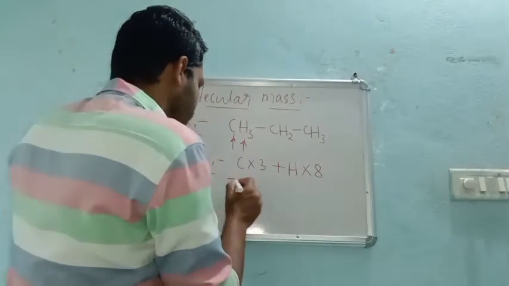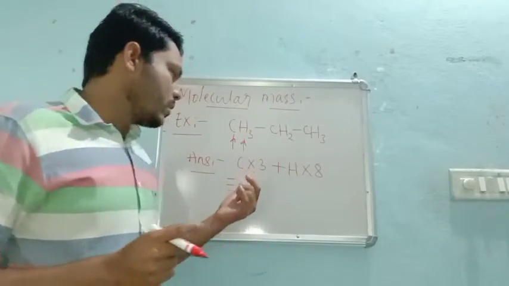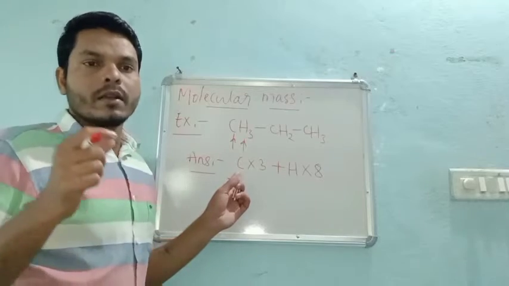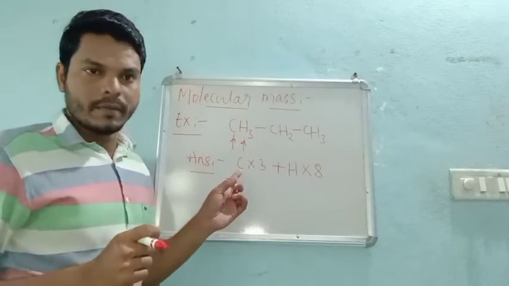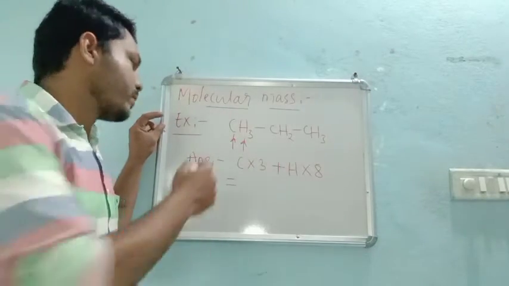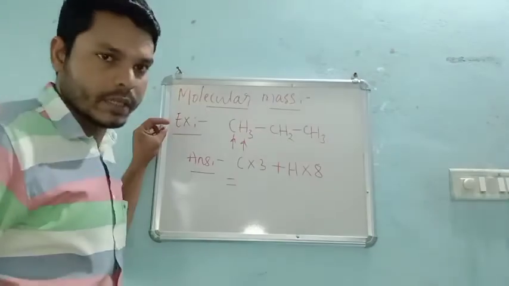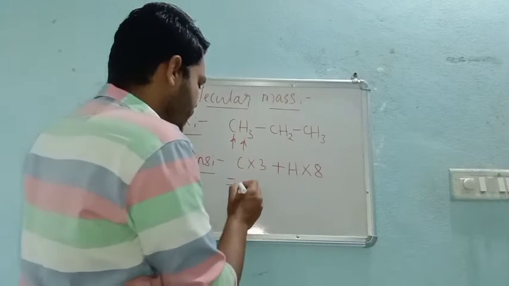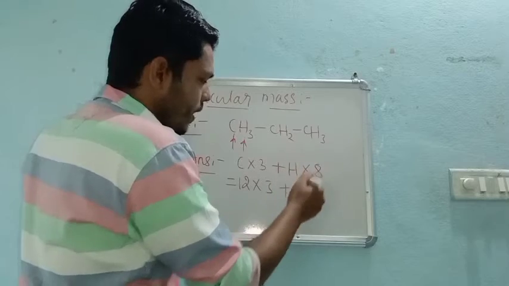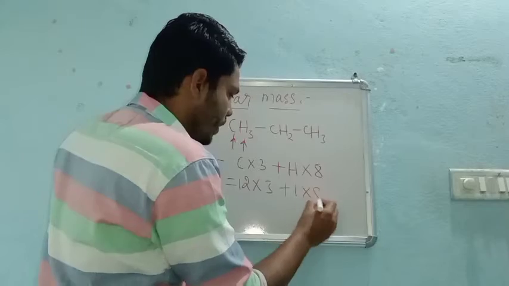Now in the next step, already I have requested you to remember the atomic masses of at least up to calcium, right? If you did it, then it will be very good for you. Then you can very easily calculate the molecular mass of these types of compounds. So the mass of carbon is 12, into 3, plus hydrogen. The mass of hydrogen is 1, into 8.